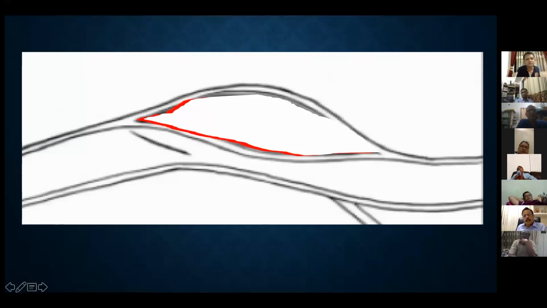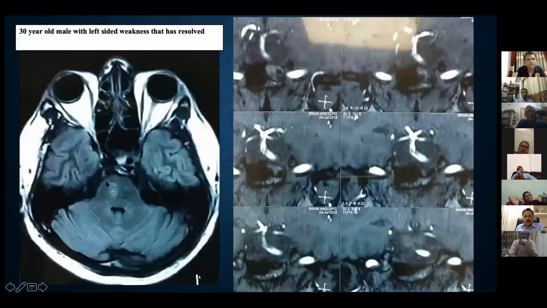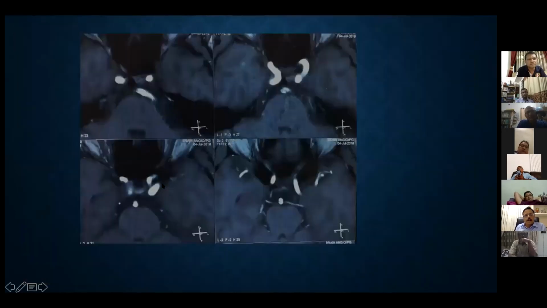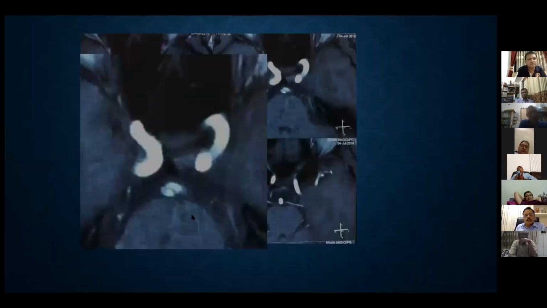Intracranial dissections can also happen, like this patient, young man with posterior circulation stroke. And this is the MRA. You can see some strange flaps here. So you should suspect this is a dissection of the basilar artery. But when you do the cross-sectional imaging, then you can see it much better here. You can clearly see a flap in the basilar artery in this area. Again, a flap here. And we know this was dissection.